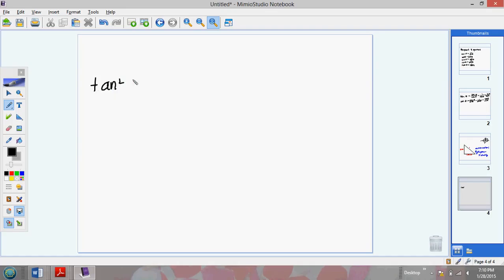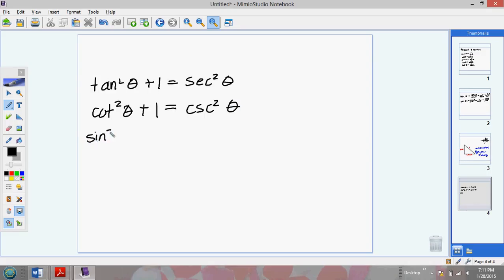Tangent squared theta plus 1 is equal to secant squared theta, and cotangent squared theta plus 1 is equal to cosecant squared theta. Now I'm going to go ahead and add that original one down here. The thing I like about these is that you can use them to solve different calculations when you're given certain parts and you don't know the entire triangle, which certainly you are going to need to be able to do.